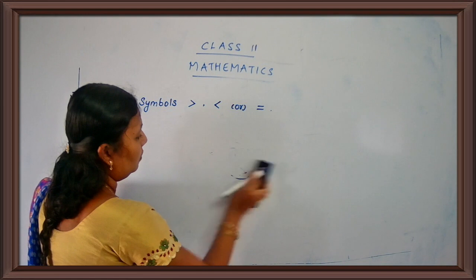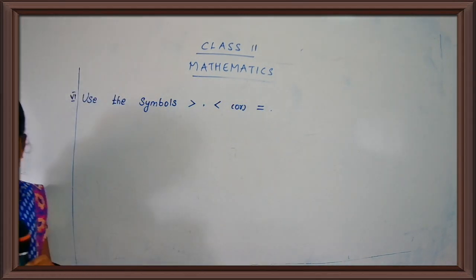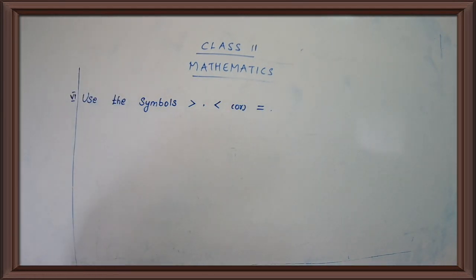Then the second rule. If two numbers have the same number of digits. Okay, wow. Now in the first example, 3 digits, and there it is 4 digits. Yes.